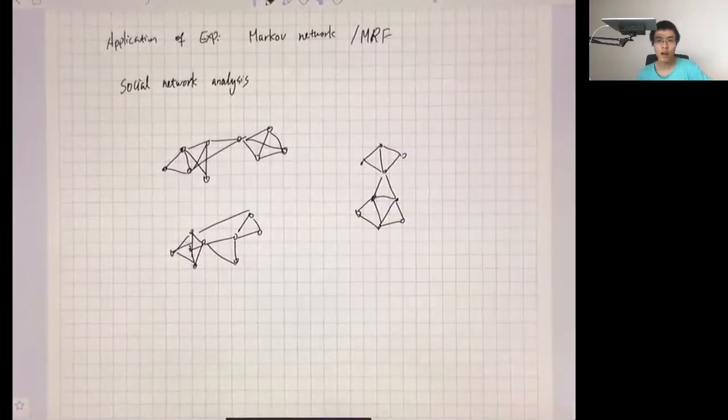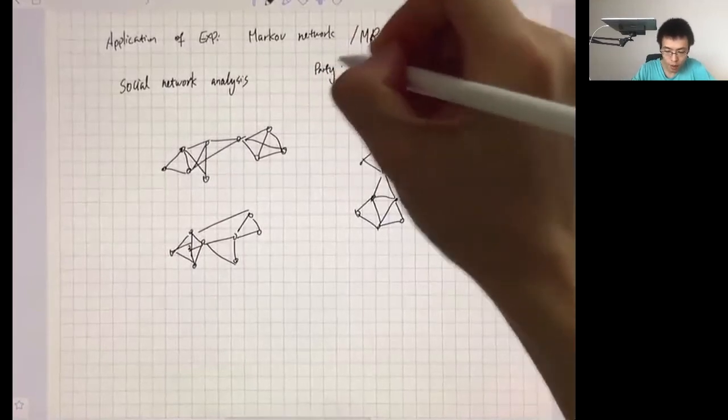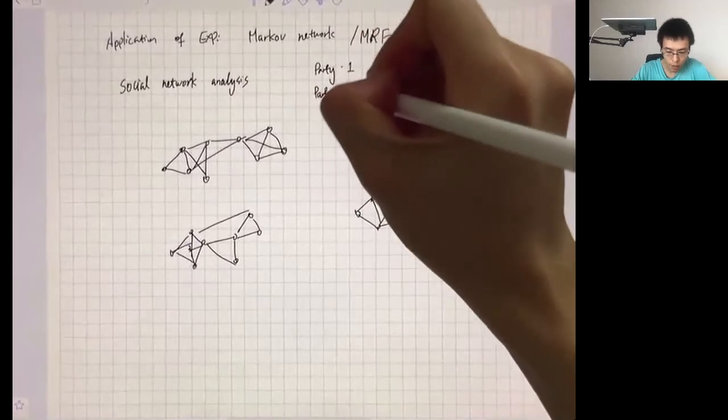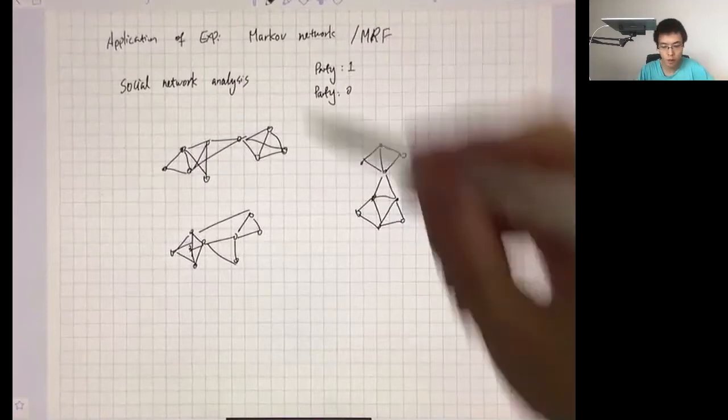And we know that people have different political polarities. For example, some people support the Democratic Party, some people support the Republican Party. Let's simplify things and think of only two parties. One is party 1, and the other is party 0. Each person supports either 0 or 1, and each person must support one party. This is my simplified assumption.